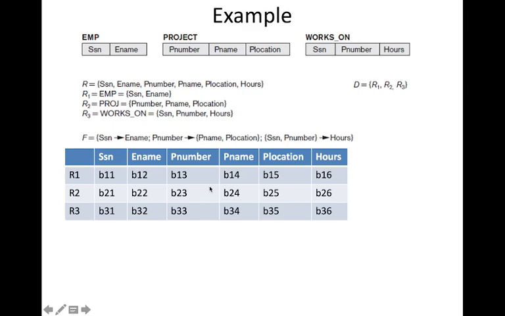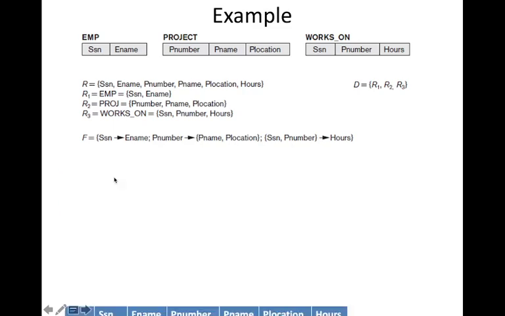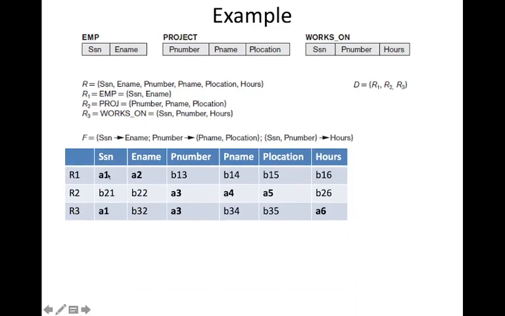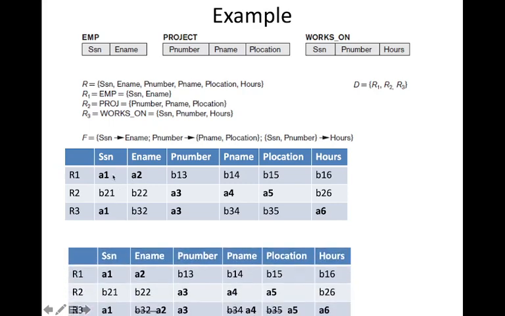Then the next, third step: we have to take each row. We take R1 and check which attributes are there in R1. We have SSN and E name. So B11 should be replaced by Aj value, so it should be made A1. Then E name is also present, so it should also be made A2. Those are the only two changes in the first row.